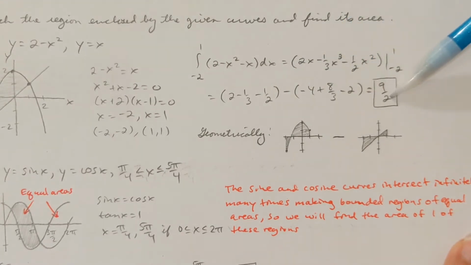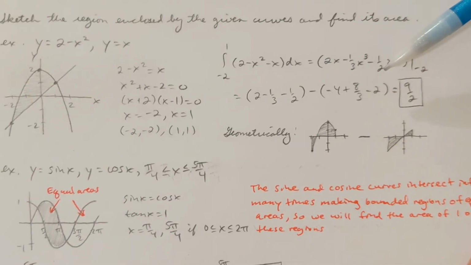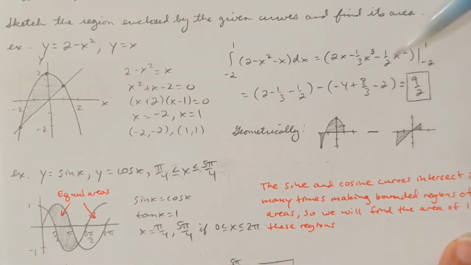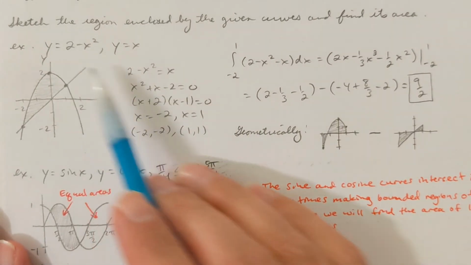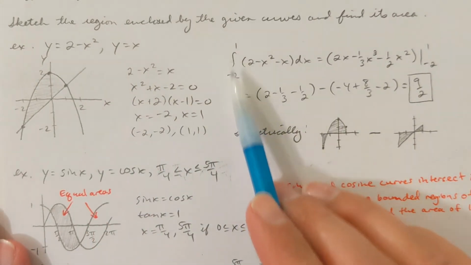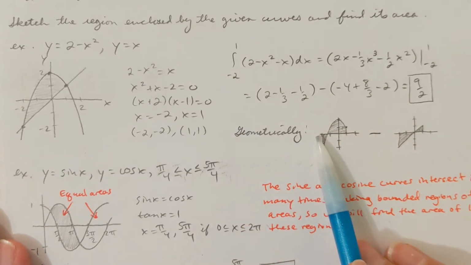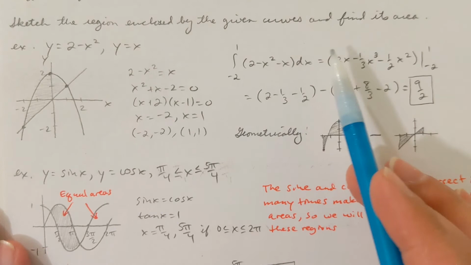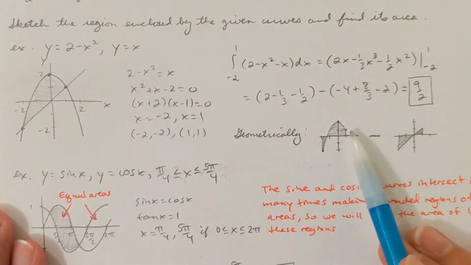Simplifying that, I'm getting 9/2 as the area of the shaded region that you see. Now I drew a picture geometrically. Here's what's going on. We have two regions, and the bounds are -2 to 1. Of course, I could split this into two integrals. I didn't do that, but I could have.